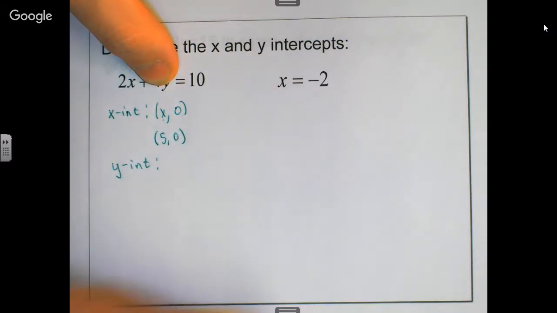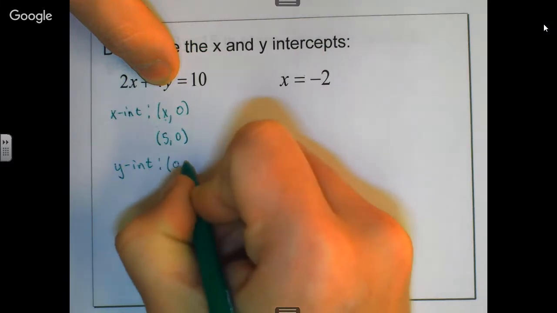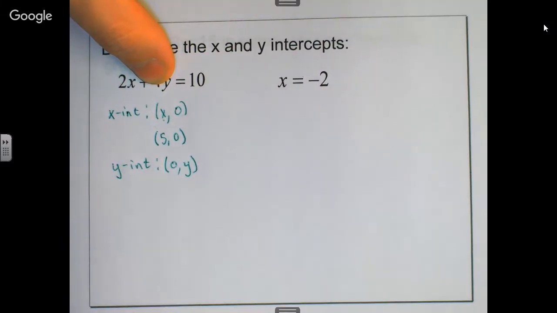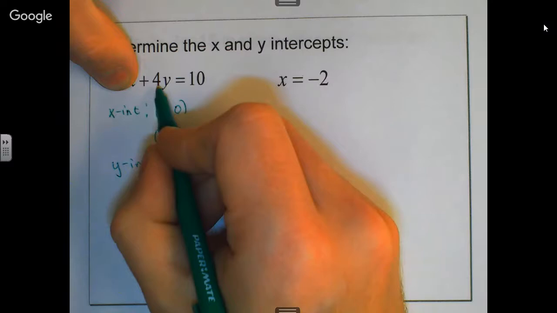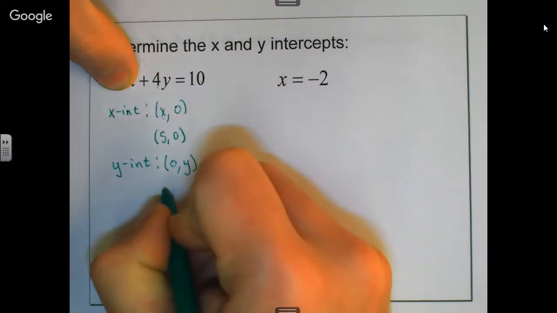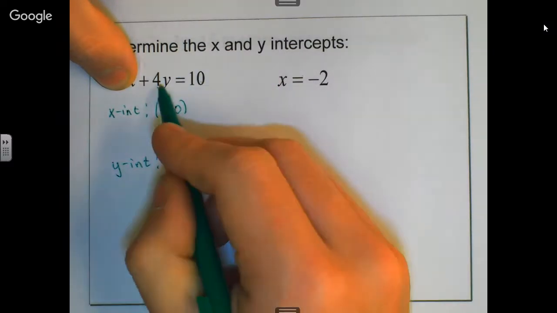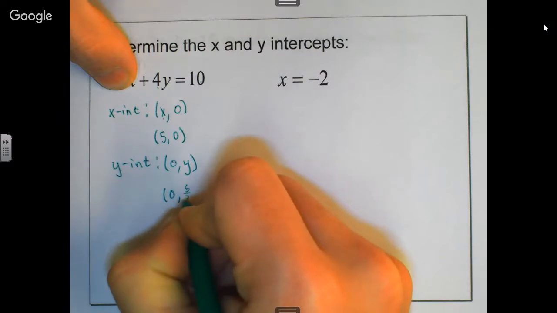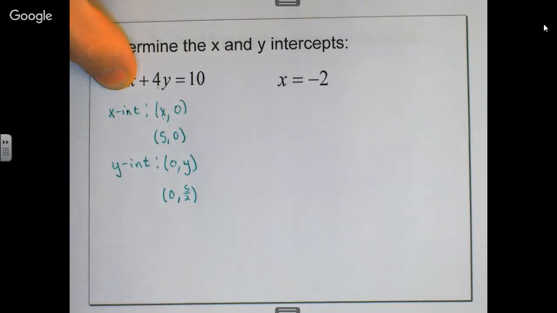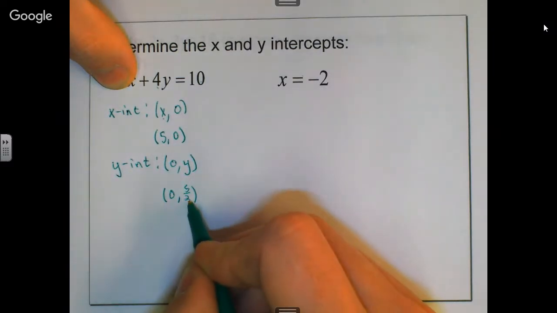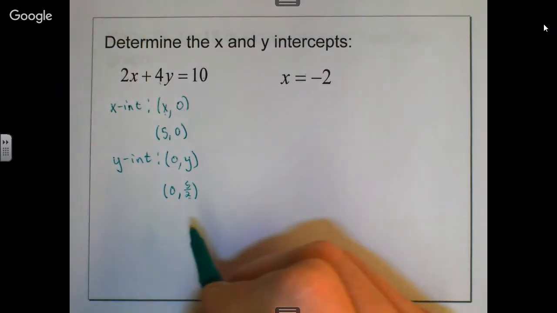To find your y-intercept, we'll plug in 0 for x and find out y. So this goes away, and I just divide by 4. So I have 0, 10 over 4, which is the same as 5 halves, 5 over 2. I do not want a decimal, so don't give me a decimal. Leave it in a fraction.